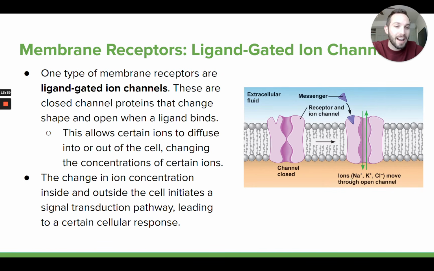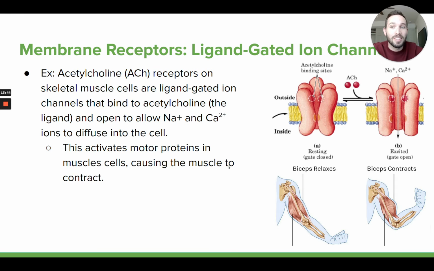And then by changing that ion concentration, that causes things to now happen inside the cell. A good example of this is in your muscle cells. In your muscle cells, you have these ligand-gated ion channels called acetylcholine receptors. These are membrane receptors that can bind to a signaling molecule called acetylcholine. And when acetylcholine binds to these ion channels, it causes them to open. They then allow sodium and calcium ions to diffuse into your muscle cells. And that actually is what causes muscle contraction.